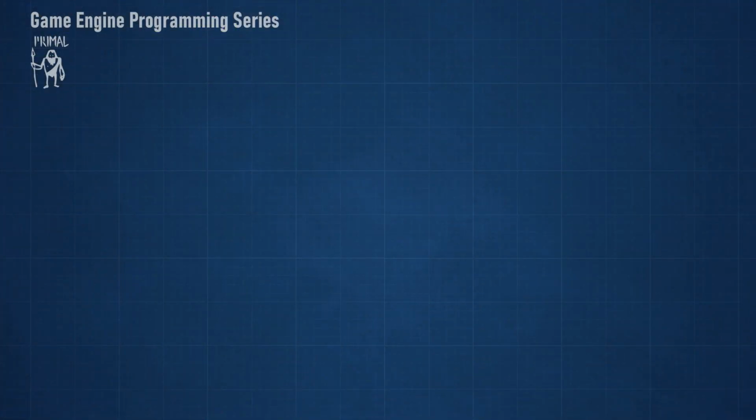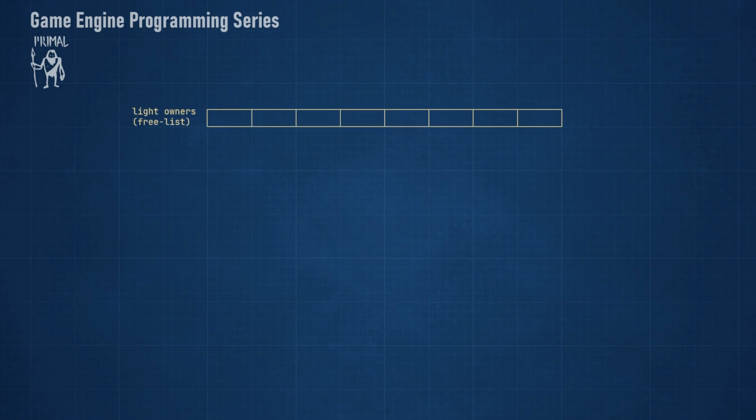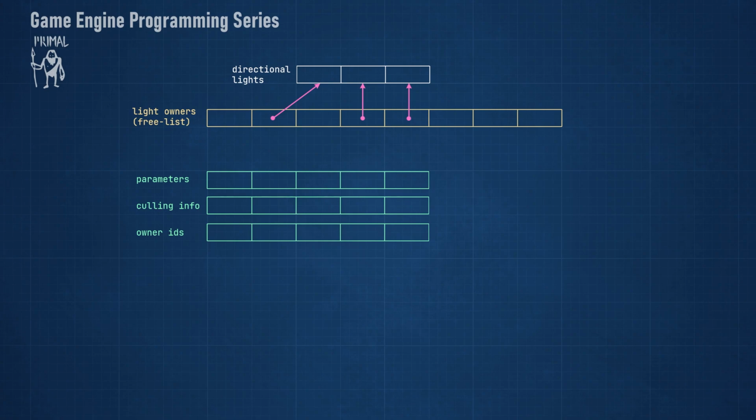When we implemented directional lights, we added a free list which we called light owners with its elements pointing to the light data. We separated the light data that we sent to the GPU from other data, such as light's entity IDs, to make it easier and faster to update GPU buffers.